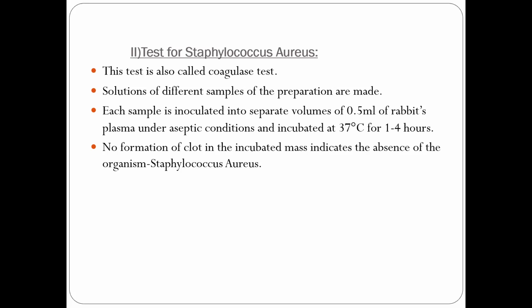I repeat: for the ointment, solutions of different samples of the preparation are made and inoculated into rabbit plasma under aseptic conditions, then incubated at 37 degrees centigrade for 1 to 4 hours. There should be no formation of clot in the incubated mass. Then it indicates the absence of the organism Staphylococcus.